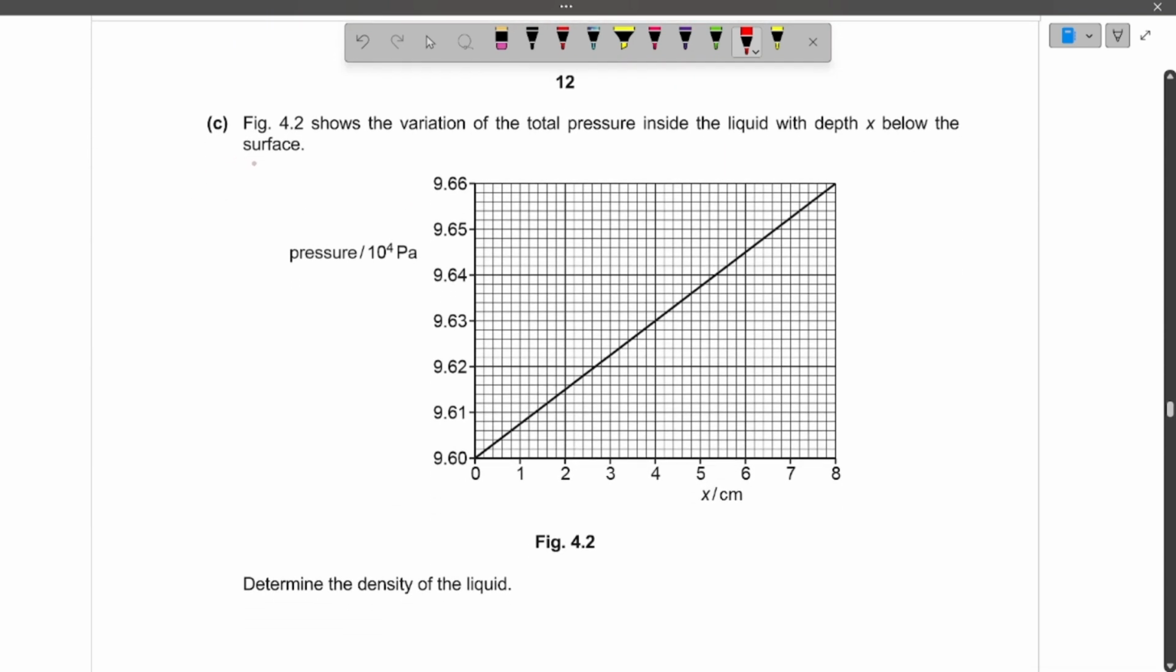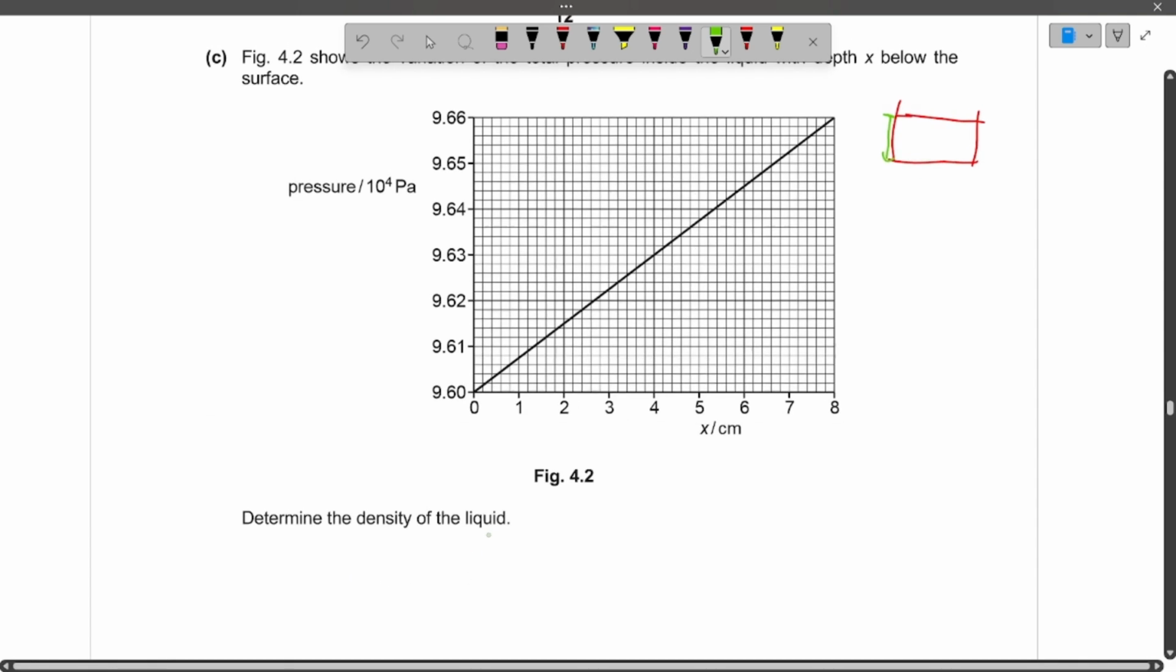The C part of this question, figure 4.2 shows the variation of the total pressure inside the liquid with depth x below the surface, which means that the beaker is filled with water up to this level, let's say. So as you go deeper, this would be x is equal to 0 and the x value is increasing. So what is the pressure? It's given on this figure. So as the depth of this liquid increases, the pressure also increases at a constant rate, right?